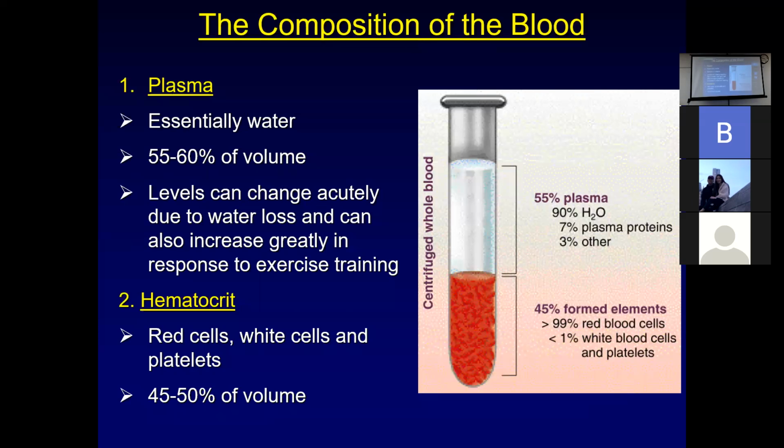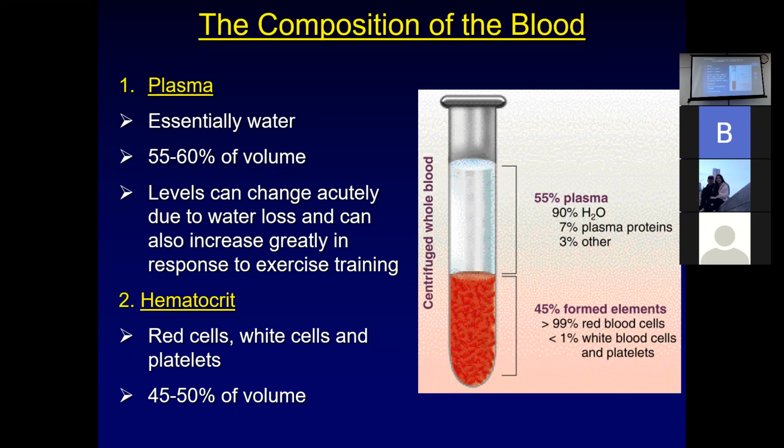Okay? Questions about those? You doing okay? We'll talk about the blood for a couple of minutes, then we'll take a little break. And then we'll do a little bit of an activity.